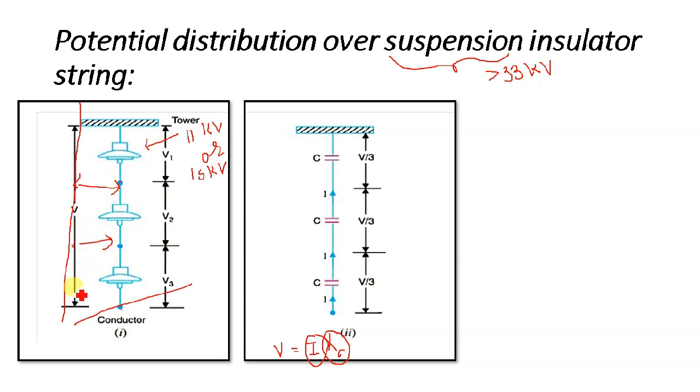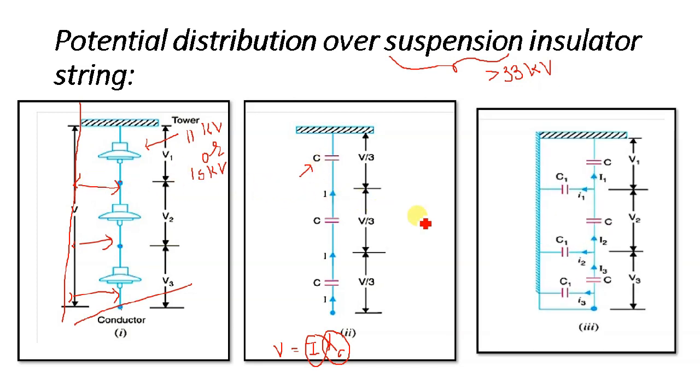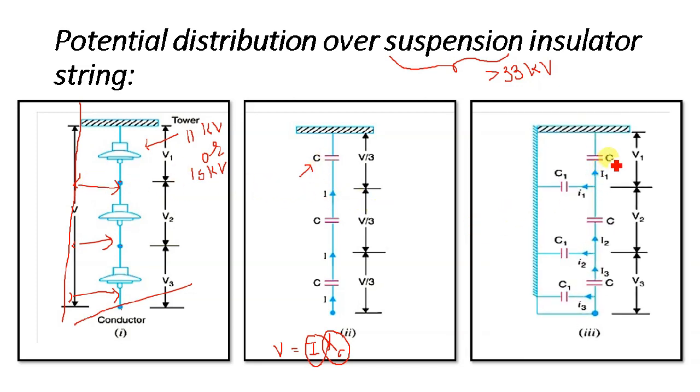Okay, so that we have to consider. So this capacitance is also known as mutual capacitance or the self capacitance, and this is known as a shunt capacitance. So here you can see in this figure, this C and C, but also here you can notice C1 and C1. Now all these values will be the same.